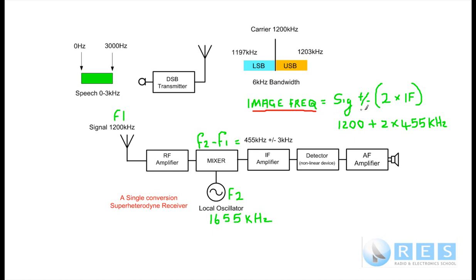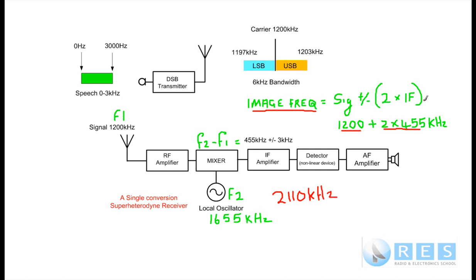But you do need to know this equation. The image frequency is calculated by the signal frequency, plus or minus 2 times the IF. And in this case, I'm taking plus. So the image frequency equals 1200 plus twice the IF, which is 910. 1200 plus 910, I hope, is 2110 kilohertz.